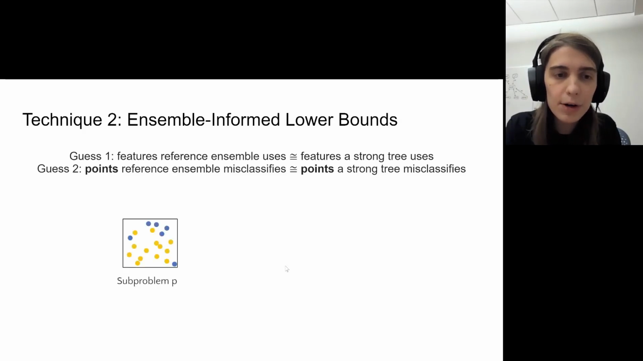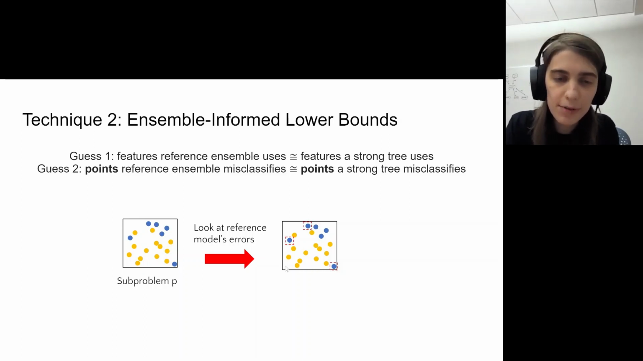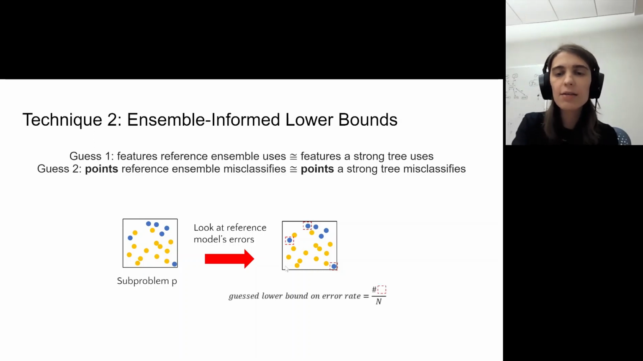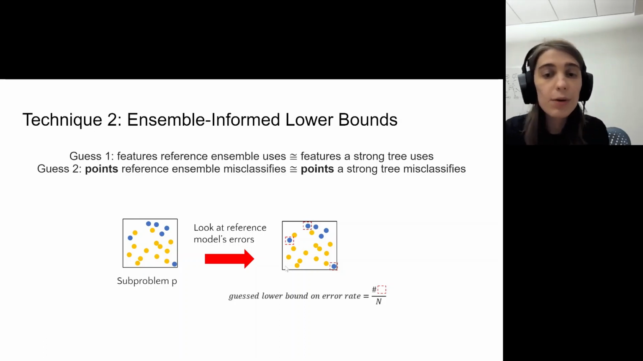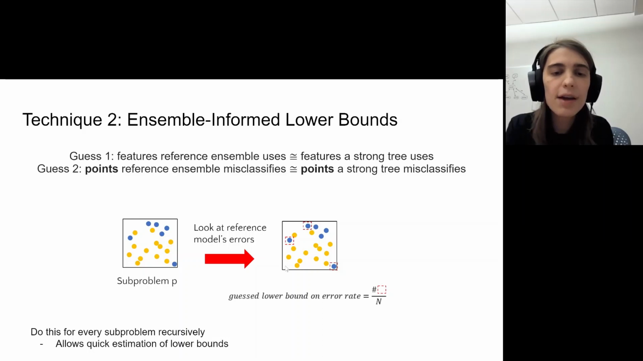So to make that a little more concrete, if we have a subproblem P, just any subproblem we encounter, we can look at the errors that a reference black box model made and see how many of them are in the subproblem, and use that as a guessed lower bound on the number of errors we will make with the best possible tree. So the idea is to apply this to every subproblem recursively, and it gives us a quick estimation of lower bounds that can help with those convergence problems from earlier.